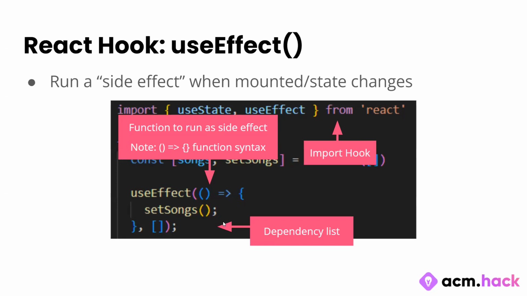And then on the last line, as the second parameter to use effect, we're plugging in a dependency list. The way that works is that whenever anything in the dependency list changes, it will trigger use effect to call the first parameter, the function. So in this case, there's nothing in the list, right? So it'll only call when the site first renders or when the component first mounts.